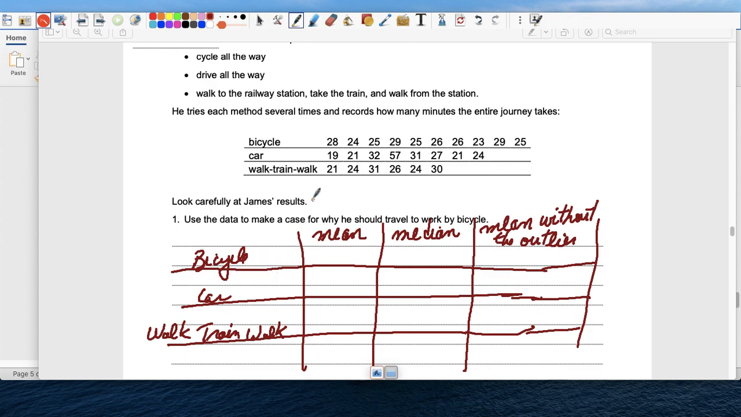So for the bicycle, let's find the mean, right? We're going to add, so in your calculator, we're going to do 28 plus 24 plus 25 plus 29 plus 25 plus 26 plus 26 plus 23 plus 29 plus 25.